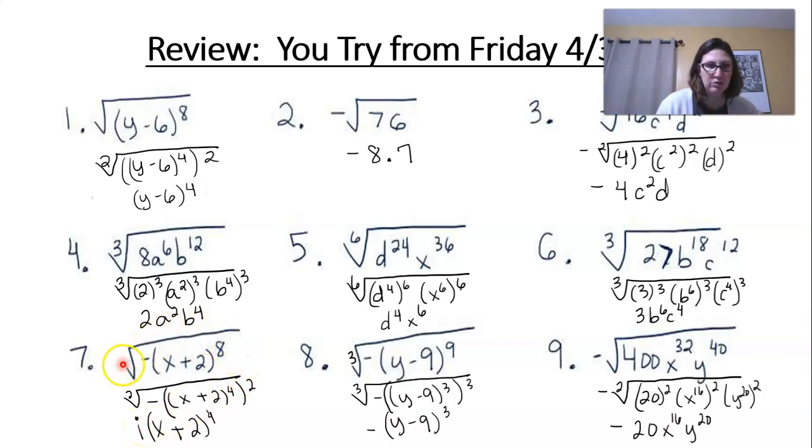8 divided by 2 is 4, so that's why you get x plus 2 to the 4th power. X plus 2 to the 4th power, also to the 2nd power, right? So now 4 times 2 is still 8. Just reduce it out. X plus 2 to the 4th power, but that negative becomes an imaginary. And you guys, we've gone over this since December. So remember, if you have a negative inside a square root, it becomes imaginary.